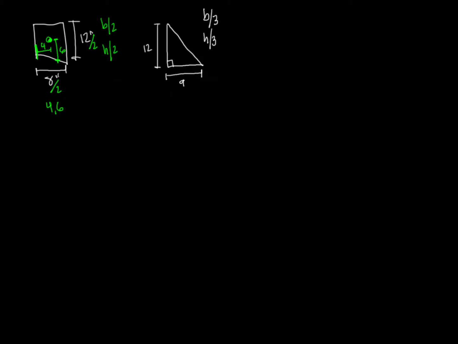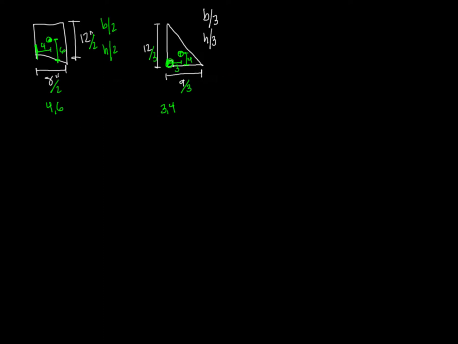So we're going to take our 9, because that's our x dimension, and divide it by 3. What that's going to give us is a dimension from that centroid to the right angle of that triangle. So 9 divided by 3 is going to be 3. That's going to be our x coordinate. We're going to do our 12 divided by 3, and we're going to get 4. That's going to give us the distance from the bottom of the triangle, which is where that right angle is. So we're going to get 3 and 4.